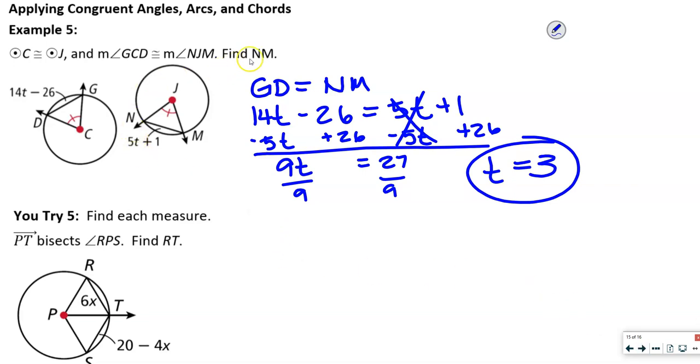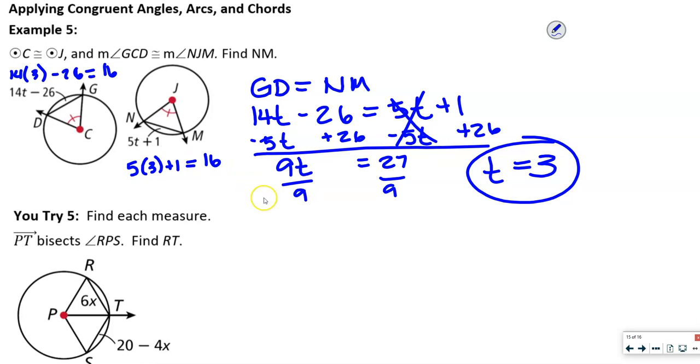And then we need to plug that back in, because it's asking us to find NM over here. So NM is going to be 5 times 3 plus 1. So that's going to be 16. And again, if we were to do that over here, 14 times 3 is 52 minus 26. Wait, is that 52? Let me see. 14 times 3. Yep. Wait, clear. 14 times 3 is 42. Sorry, minus 26. Calculators are wonderful, y'all. That is equal to 16 as well.